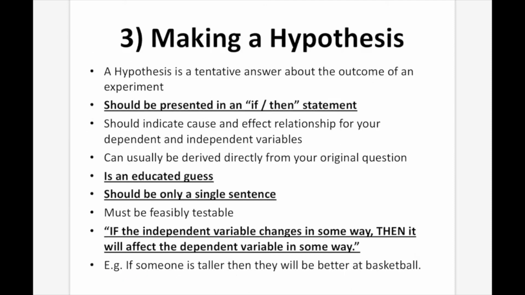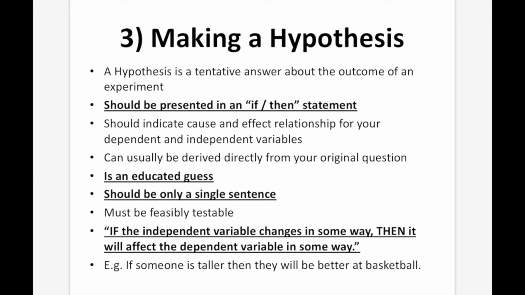Once you have your question and your variables figured out, we can come up with a hypothesis. A hypothesis is a tentative answer about the outcome of an experiment. It should be presented in an if-then statement. It should indicate a cause and effect relationship for your dependent and independent variables, and it can usually be derived directly from the original question. It's an educated guess. It should only be a single sentence, and it must be feasibly tested.